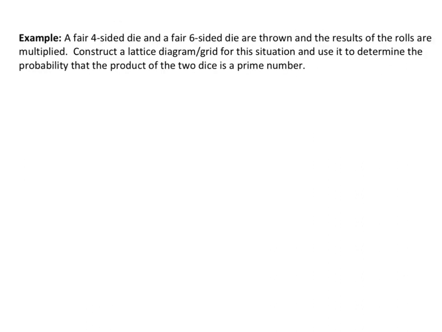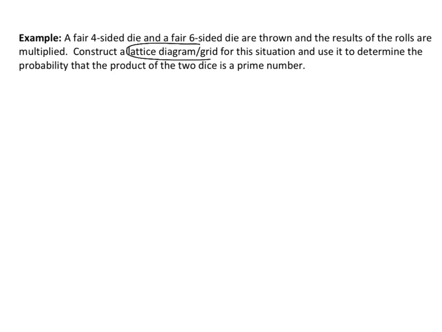So here I have another example where we're going to be counting and organizing our thoughts. A fair 6-sided die and a fair 4-sided die are thrown, and the results of the rolls are multiplied. I want us to construct a lattice diagram or a grid for the situation, and then use it to determine the probability that the product of the 2 dice will be a prime number. So you may already know what this means. If so, pause the video and do it on your own.